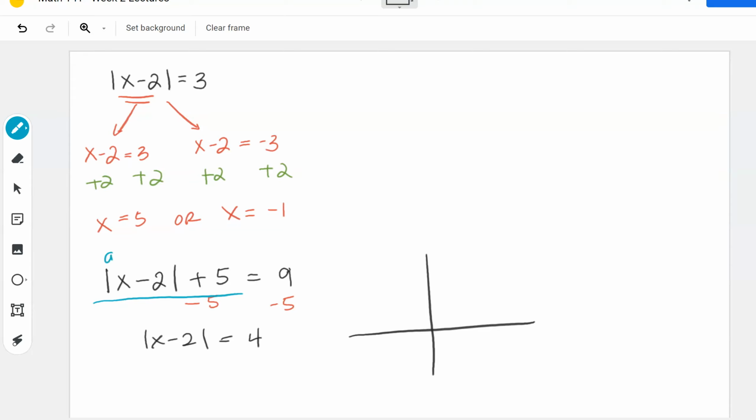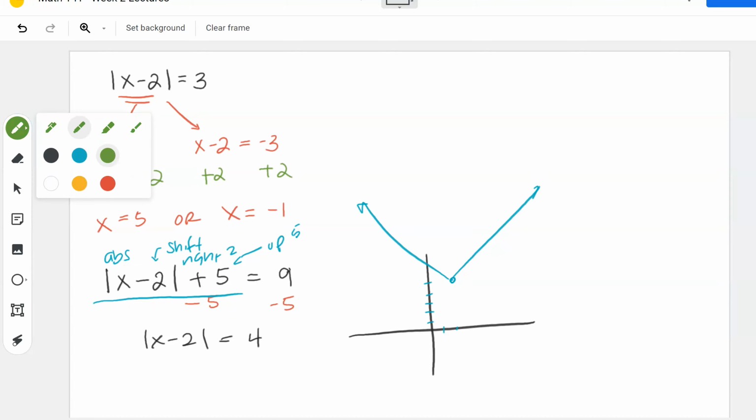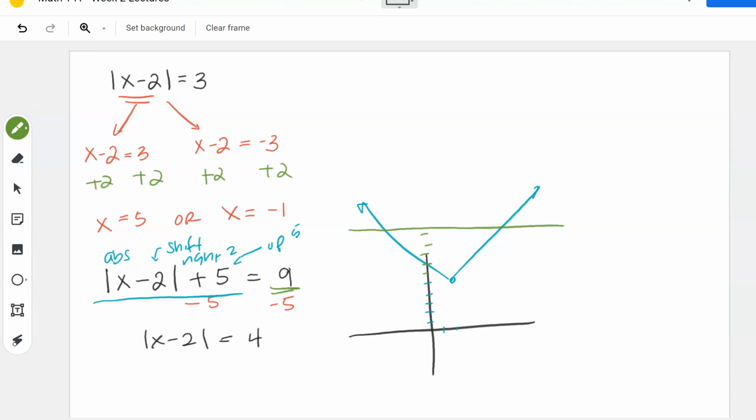So this is an absolute value, we know that, with a shift to the right 2, and up 5. All right, so 1, 2, 1, 2, 3, 4, 5, and we would draw our absolute value function. The other side of this equation is just 9. Well, y is equal to 9. 1, 2, 3, 4, somewhere up here. And so what you're finding when you find the solutions to this is you're finding the x's that make these two functions equal to each other. So that's another way to handle this.